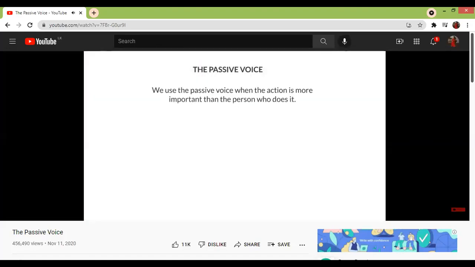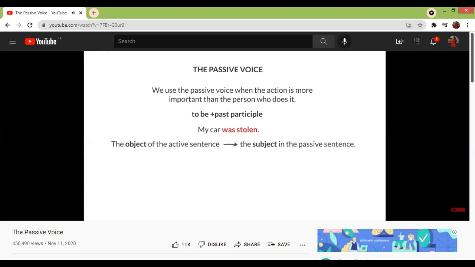We use the passive voice when the action is more important than the person who does it. We form the passive voice with the verb to be plus past participle. My car was stolen. The object of the active sentence becomes the subject in the passive sentence. The subject of the active sentence becomes the agent.